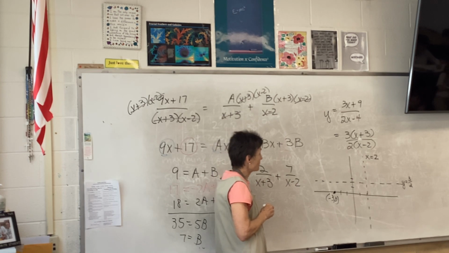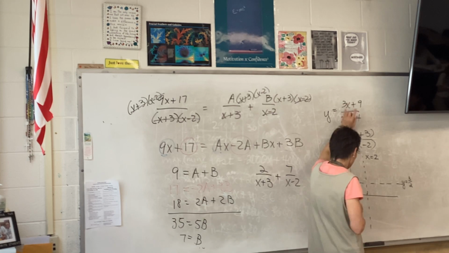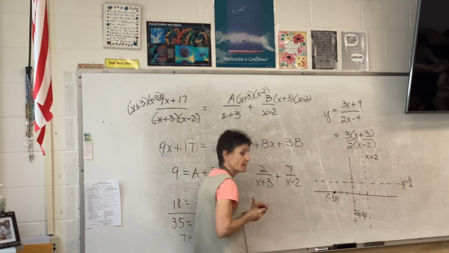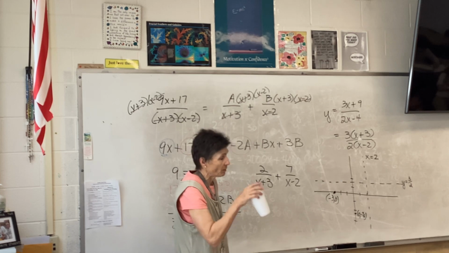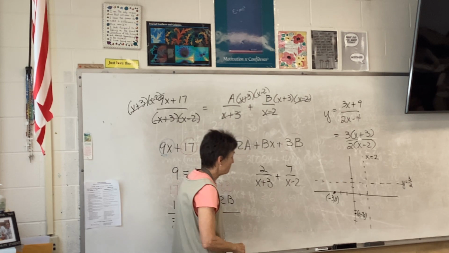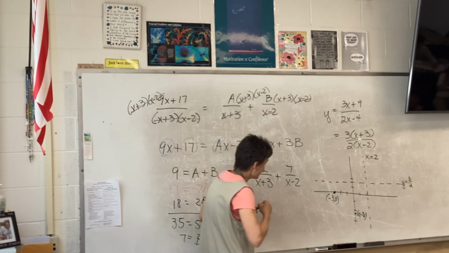And what about a y-intercept? I'm going to go back to the original. My y-intercept is going to be -9/4. Because how do I find a y-intercept? Plug in 0 for x. No holes, I'm done. So can I see what it looks like?